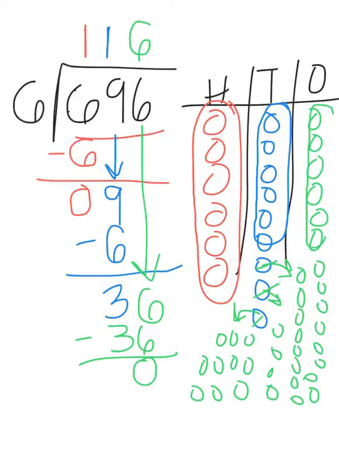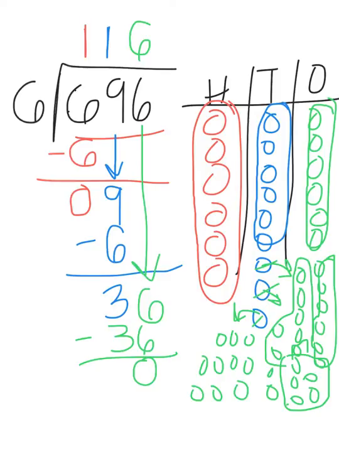1, 2, 3, 4, 5, 6. 1, 2, 3, 4, 5, 6. Did I do that right? Okay, I'm glad I have lots of people helping me. 1, 2, 3, 4, 5, 6. Oh, that's 5. Sorry, thanks. I'm so glad you're helping me. 1, 2, 3, 4, 5, 6. 1, 2, 3, 4, 5, 6. So that's 6 groups of 6. Thanks so much for helping me out, you guys.